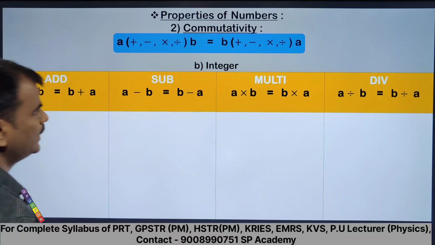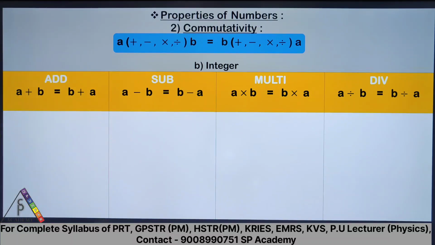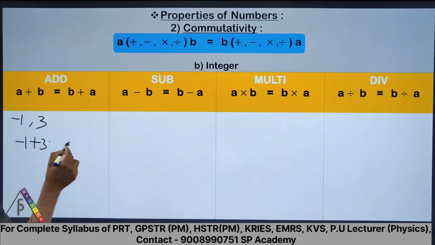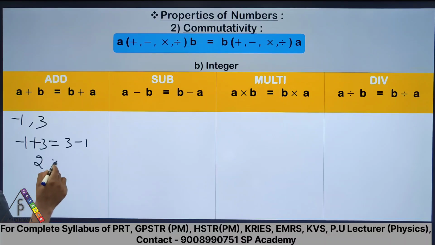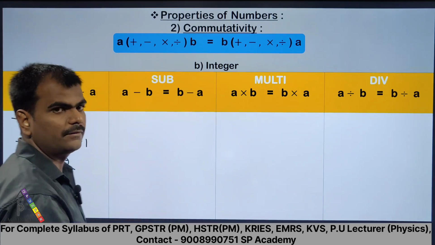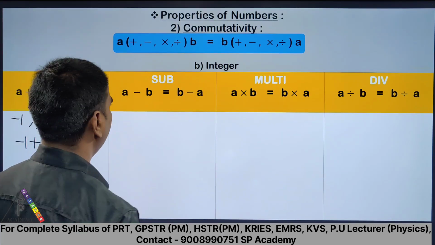Next, we will see integers commutative property. Now I will take integer minus 1 as A and 3 as B. Therefore minus 1 plus 3 is equal to, B is 3, A is minus 1, 3 plus minus 1. Minus 1 plus 3 is 2. 3 minus 1 is 2. LHS equals RHS. Therefore, addition is valid for integers for commutative property.